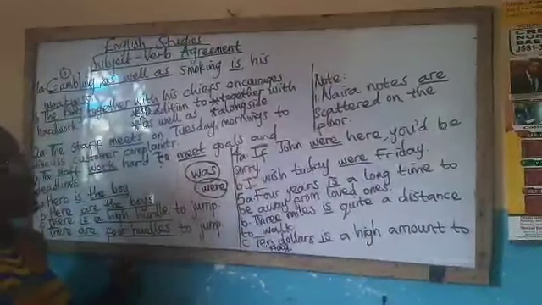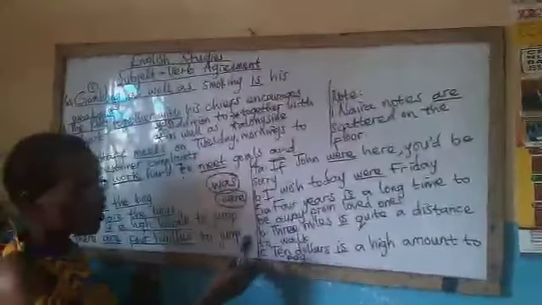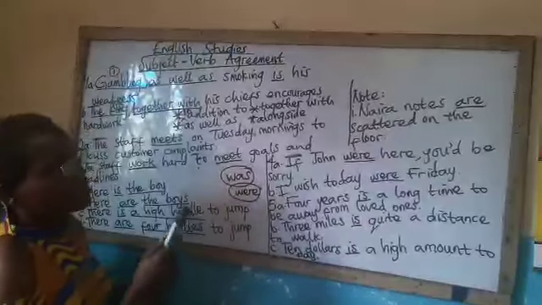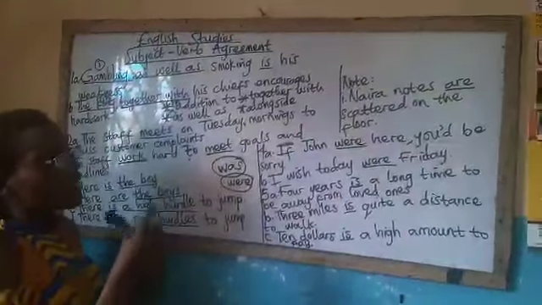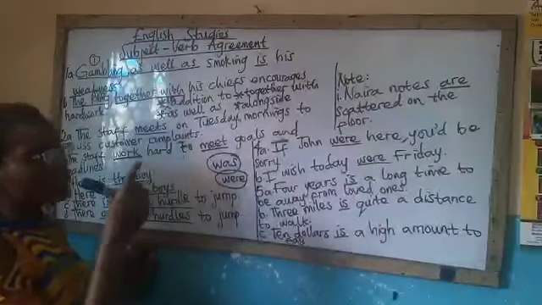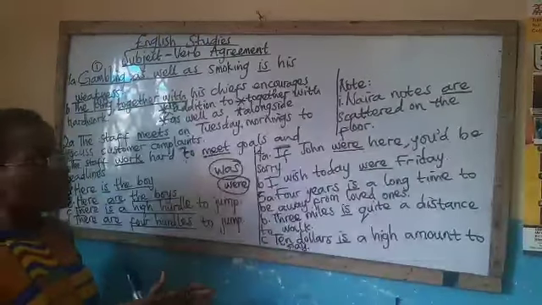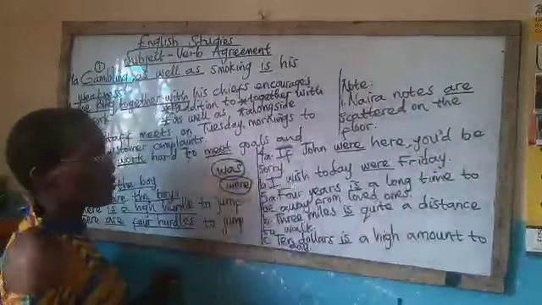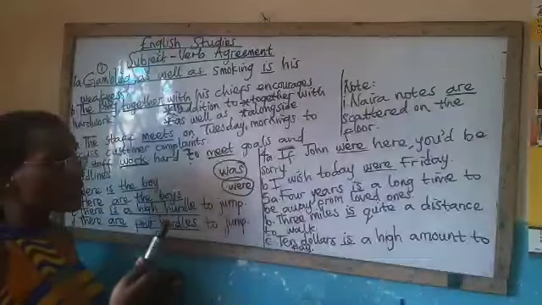However, we can have an exception to this particular rule, especially when the sum of money is not considered as a unit. An example is this: Naira notes are scattered on the floor. The Naira notes in that example have not been treated as a single unit. And so for that reason, the Naira notes have to be followed by a plural verb. And that is why we have "Naira notes are" instead of "Naira notes is".